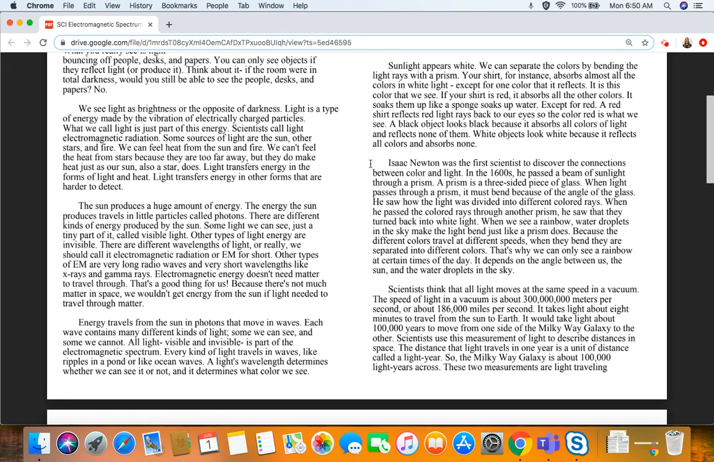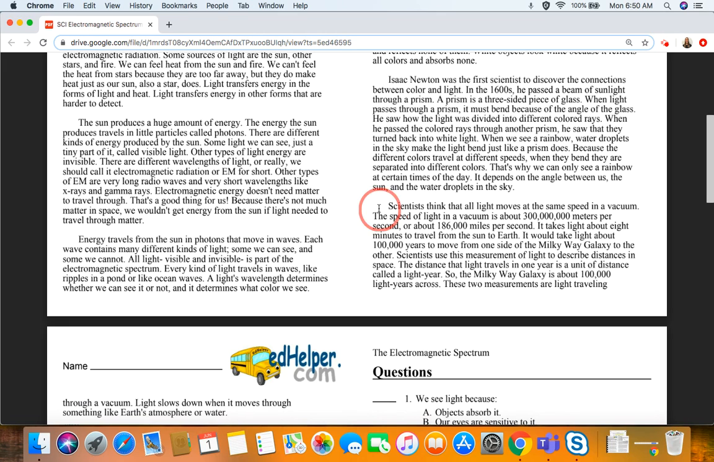When we see a rainbow, water droplets in the sky make the light bend like the prism does. Because the different colors travel at different speeds, when they bend, they are separated into different colors. That's why we can see a rainbow at certain times of day. It depends on the angle between us, the sun, and the water droplets in the sky.